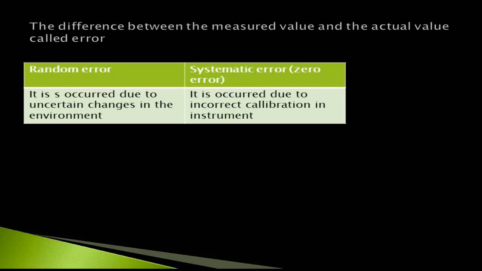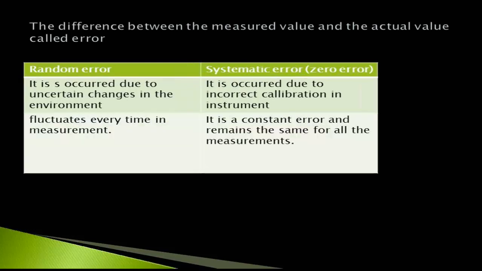Now we are going to talk about the second point of difference between the random error and the systematic error. The random error fluctuates every time in the measurement, just like when we measure the value of g, it might be more than 9.8, it might be less than that, and the amount of error does not remain fixed.